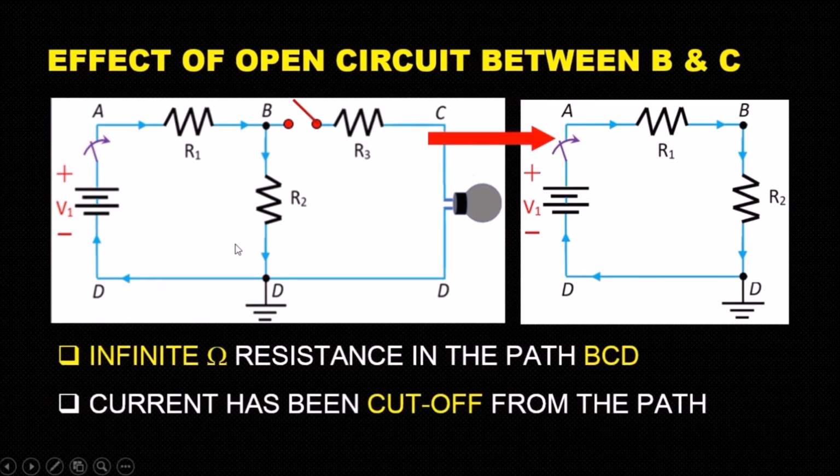Let us see the effect of an open circuit. If an open circuit has been made in between node B and node C, this bulb will not be able to glow, and accordingly this circuit is now equivalent to this circuit. In the open circuit, there is infinite resistance, so current cannot pass through infinite resistance. That is why the bulb is not able to glow.